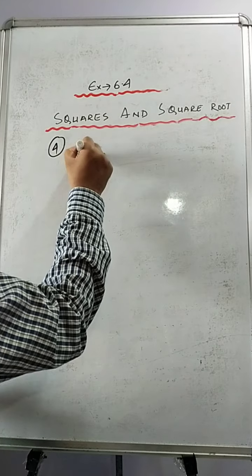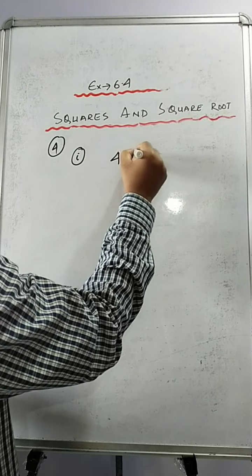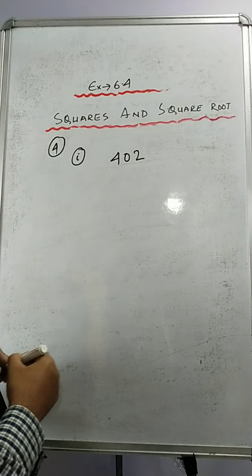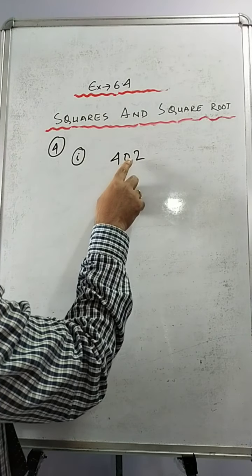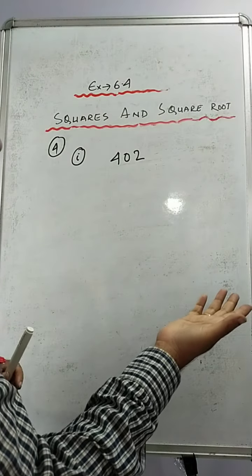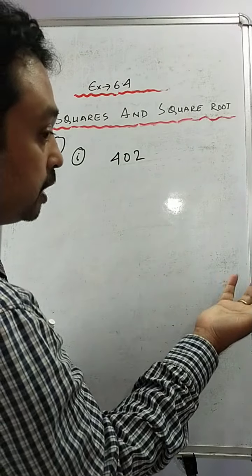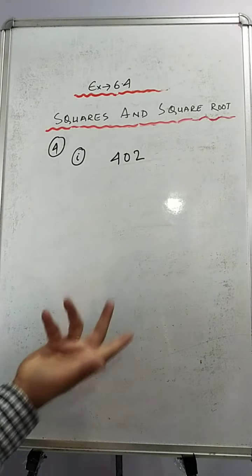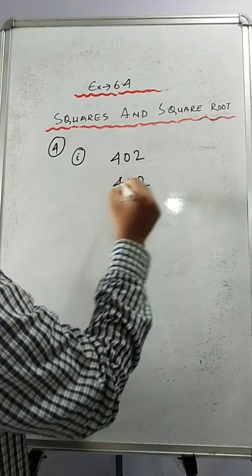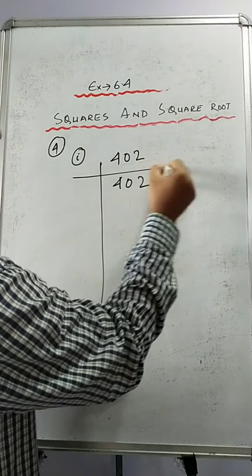So we'll first do the first sum, 402. 402 is not a perfect square number. So what is the smallest number that we have to subtract from 402 to make it a perfect square number? And once we get the perfect square number, we also have to find the square root of that number. For this, the first thing you have to do is the division method, that is, we have to find the square root of it.